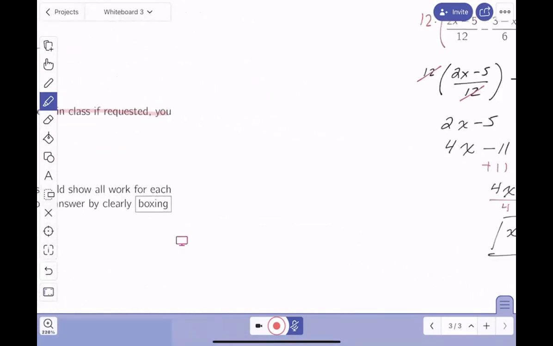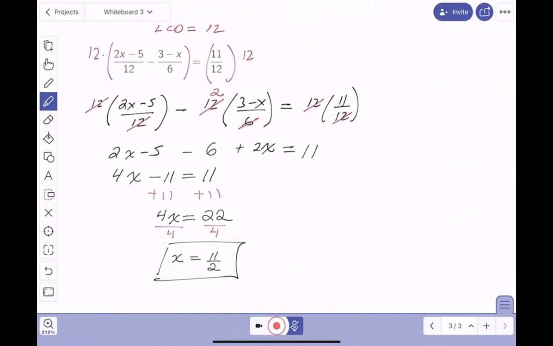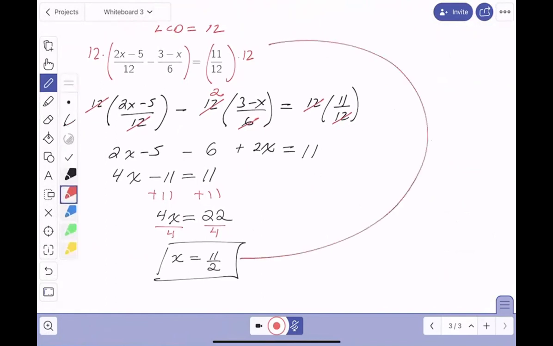I'm going to go back to the original problem, and I know it's going to be a nightmare. I'm going to check it. And let me do that. And I'll point out what I mean by that. I'm going to take this thing here and plug it back into the original. All right. Let me write the original down for you again. So it's going to be 2 times 11 halves. Right? What's 2 times 11 halves? 11. Minus 5 over 12.